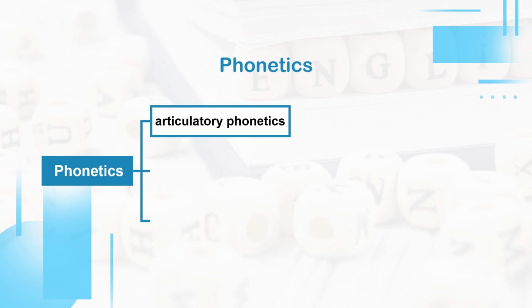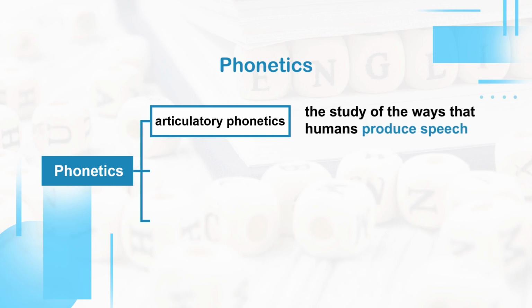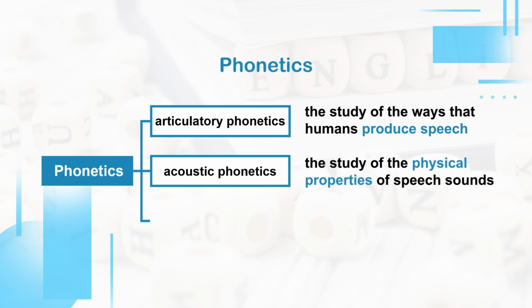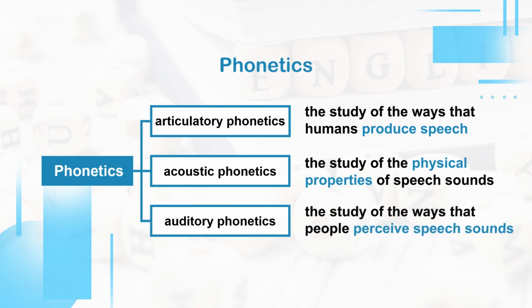There are three main subfields of phonetics: articulatory phonetics, the study of the ways that humans produce speech; acoustic phonetics, the study of the physical properties of speech sounds; and auditory phonetics, the study of the ways that people perceive speech sounds. Even though you will certainly encounter the latter two subfields if you study phonetics at a more advanced level, an introduction to phonetics must start with the first subfield.